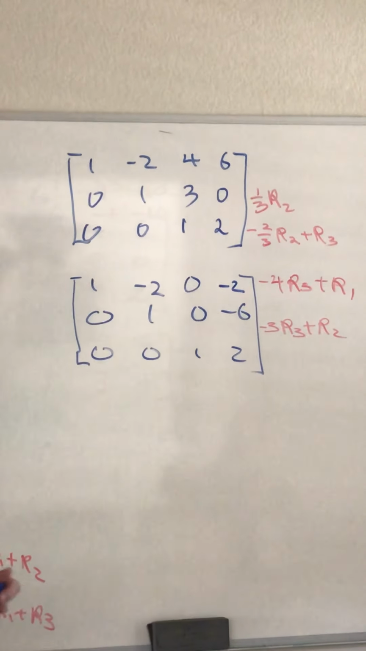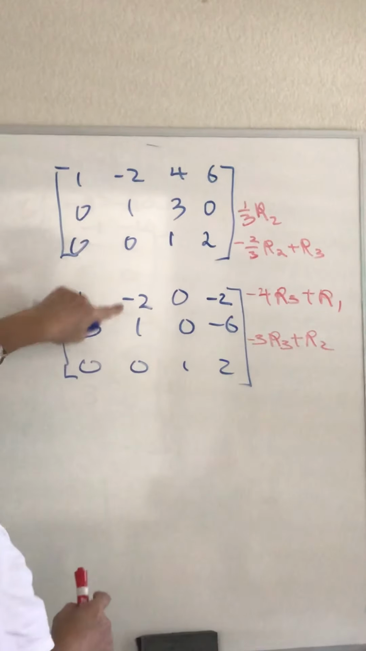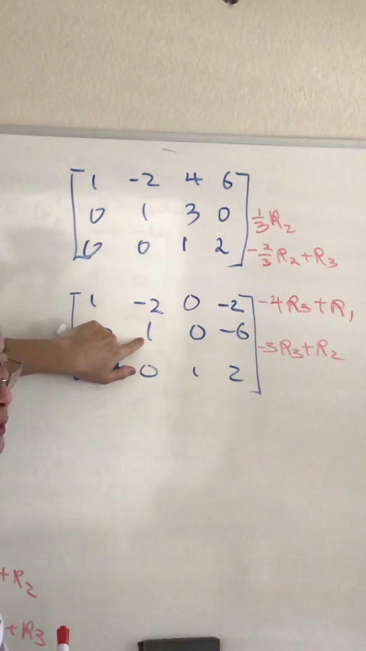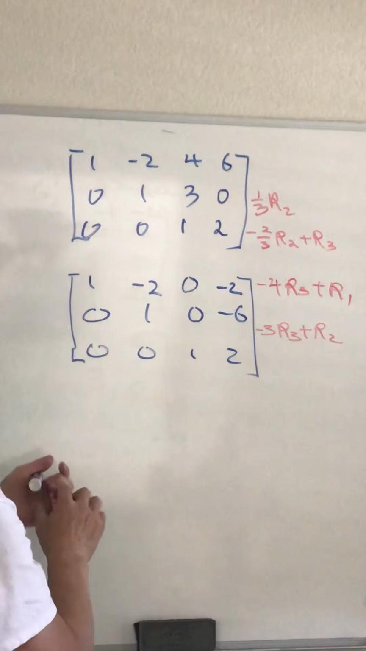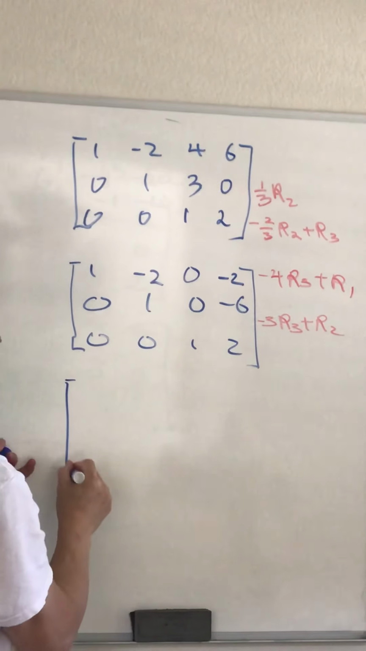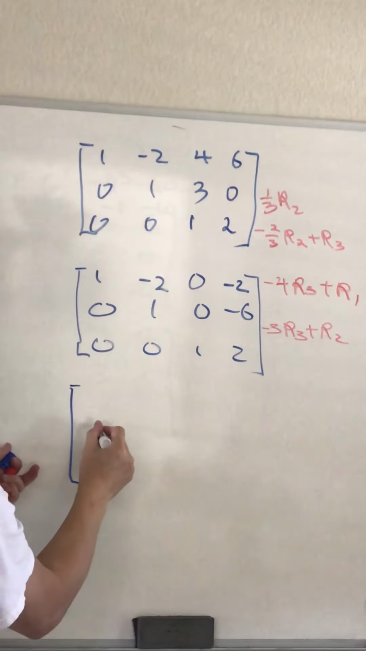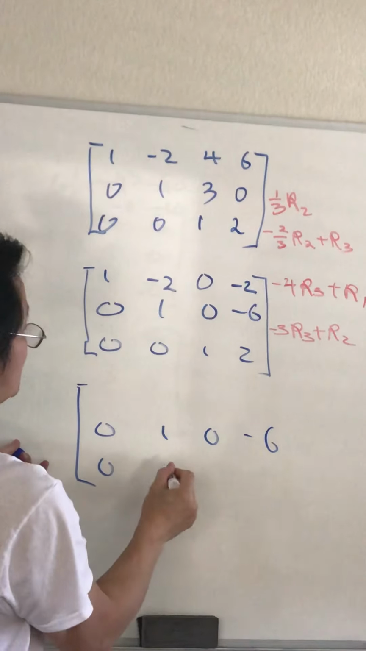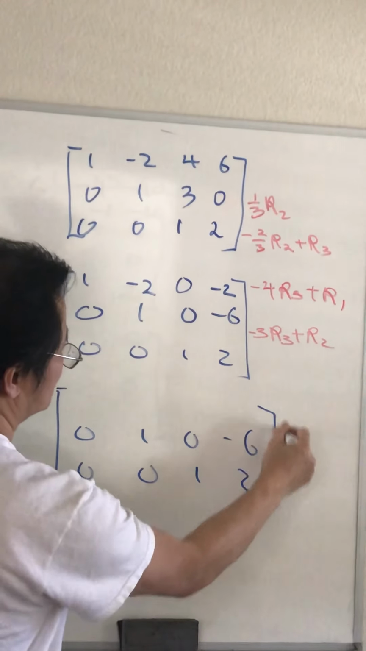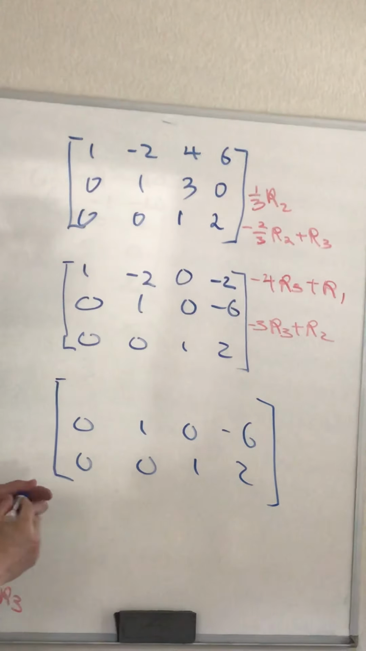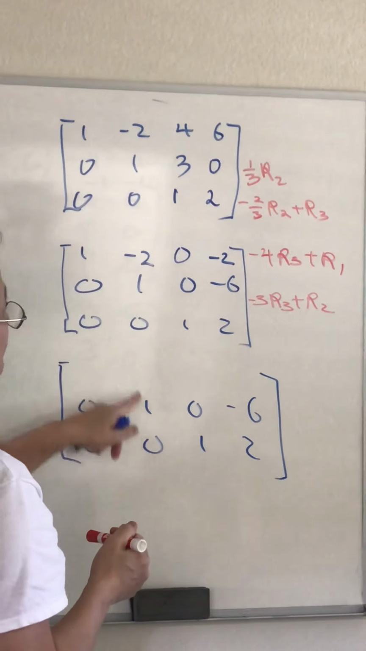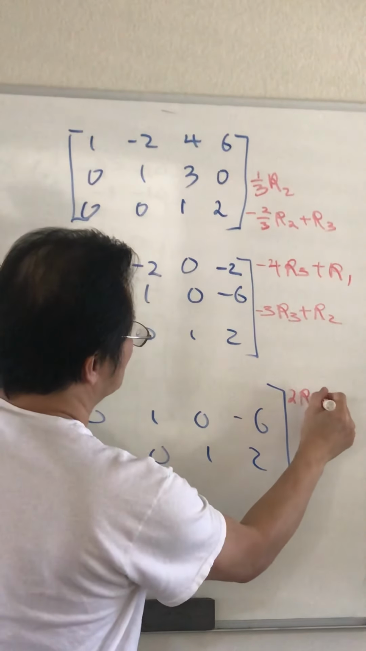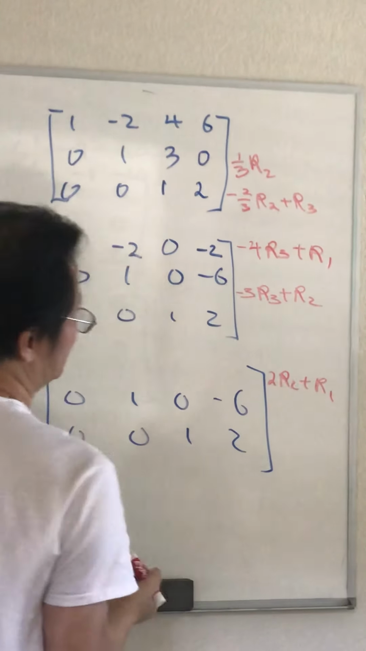Okay? Now one more time, we are going to make the entry above this 1 a 0, which is 2 times 1 plus negative 2 will make it 0. So therefore we have this. Let's write down the second and the third row. 0, 1, 0, negative 6. 0, 0, 1, 2. Okay, so the operation is 2 times row 2 plus row 1.